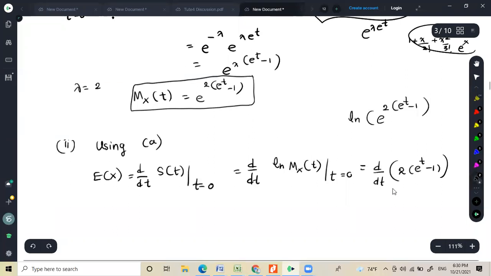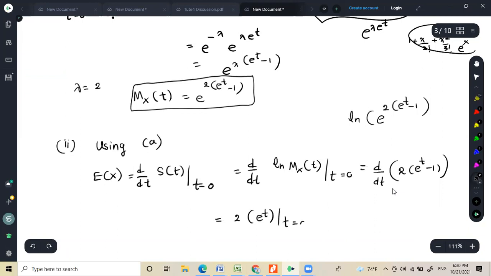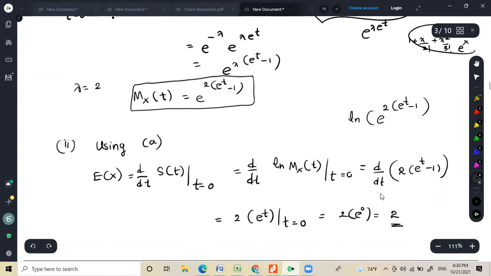So taking the derivative of this one, it's simple. What do you get? 2 is a constant, and the derivative with respect to t of e^t is simply e^t, and negative 1 is 0. Set t equal to 0. What do you get? 2 times e to the 0 is 1, so 2. So the mean is 2.